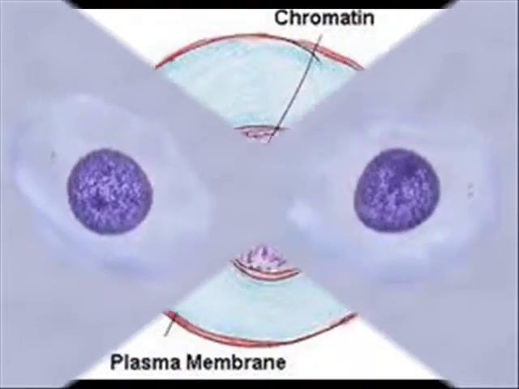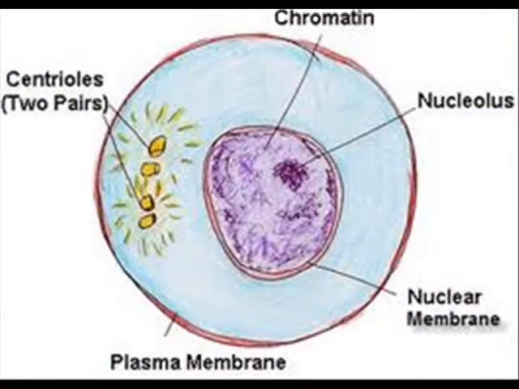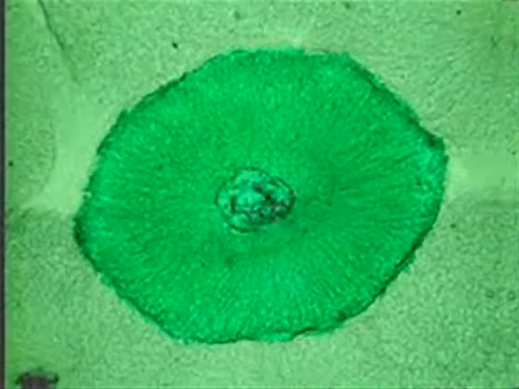The cell cycle begins with interphase. The cell has just divided and needs time to grow to normal size and synthesize all of the organelles needed for the cell to survive. Interphase consists of three parts.